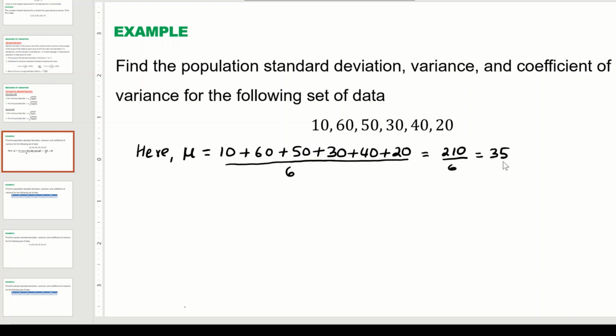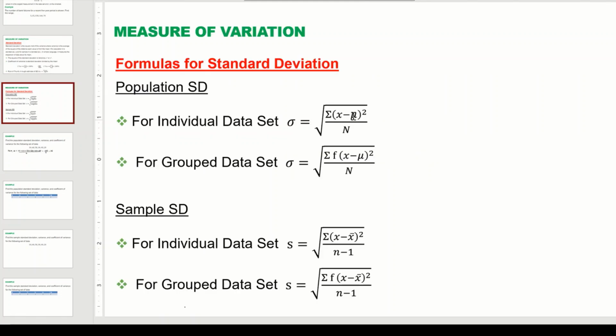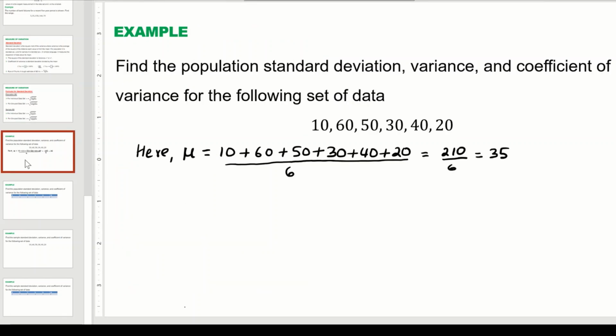That is the mean. Now what we need to do is make a table so that we can calculate the quantity (x minus mean) squared, because this is the formula for the individual series. We know n is 6. We need to find the quantity (x minus mean) squared, and we have to add them together. So let's make that table.